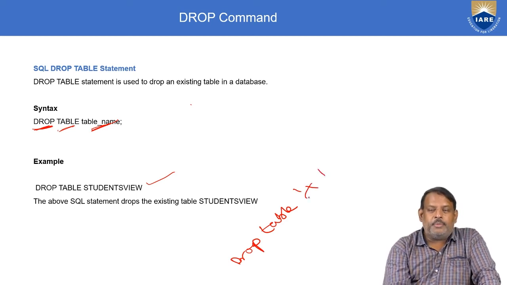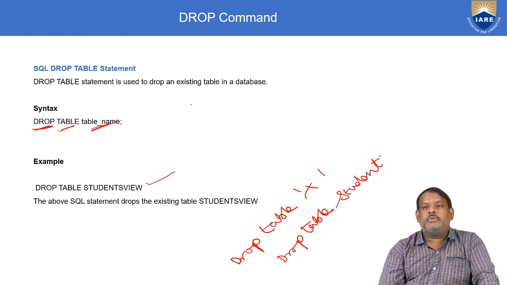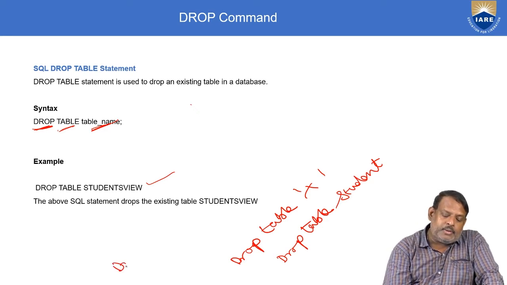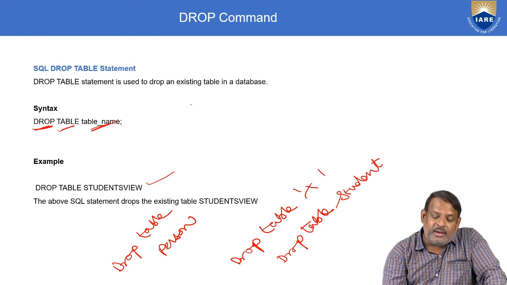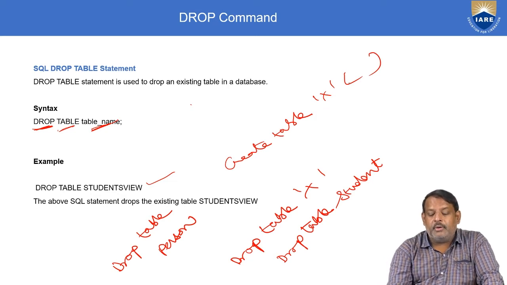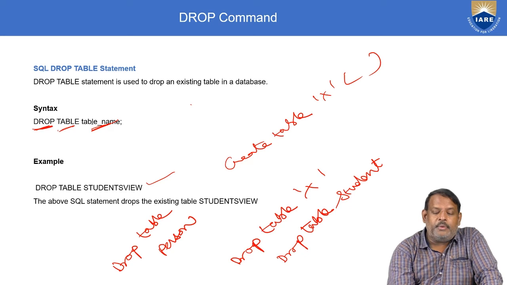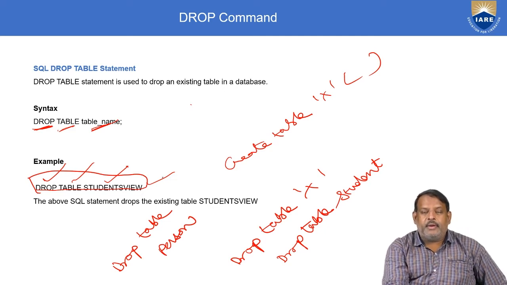Suppose I want to drop the student view table. I'll say drop table student view. Similarly, if you want to drop a table called person, drop table person. By create table you are able to create a new table. Create table, table name is X, suppose, followed by column names. In order to drop a table, we have to use the command called drop table, then the table name. With these three words, you can drop a table.